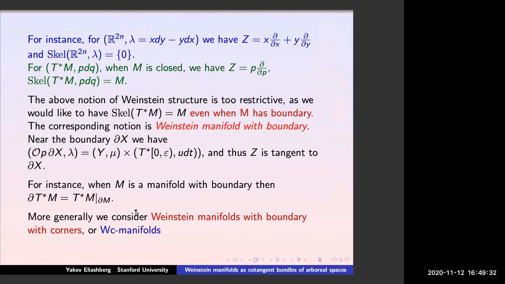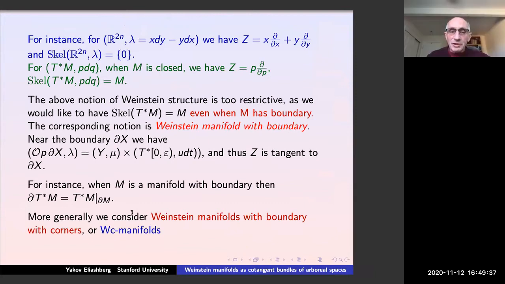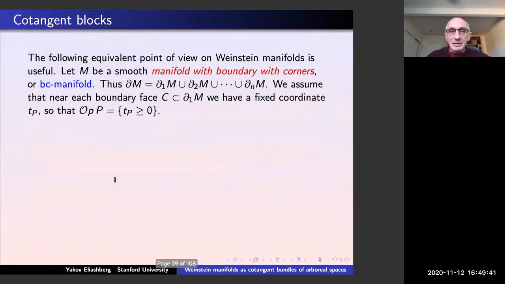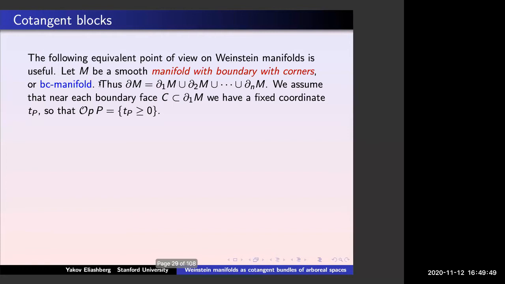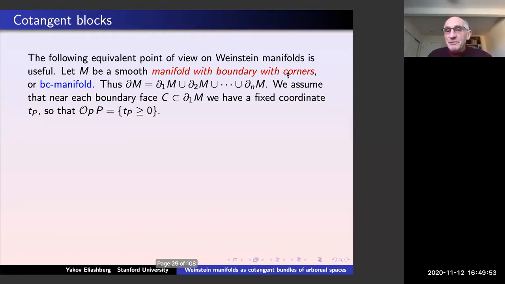So, here is an example. Let's start with a smooth manifold that has a boundary with corners. What does it mean? Near the corners, it looks like a product of some manifold with a quadrant in Euclidean space. The boundary of the manifold with corners is naturally stratified: the top-dimensional codimension one boundary, the codimension two corners, and finally the points, the codimension n corners.